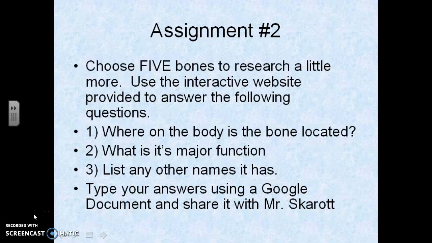These key questions are: where on the body is the bone located? What is its major function? And list any other names that it has. It's not uncommon for a bone to have an anatomical term and also have a common term that people will talk about. An example would be the clavicle, which is your collarbone. The anatomical term is the clavicle, but we could typically call it the collarbone when we're not talking in terms of anatomy.